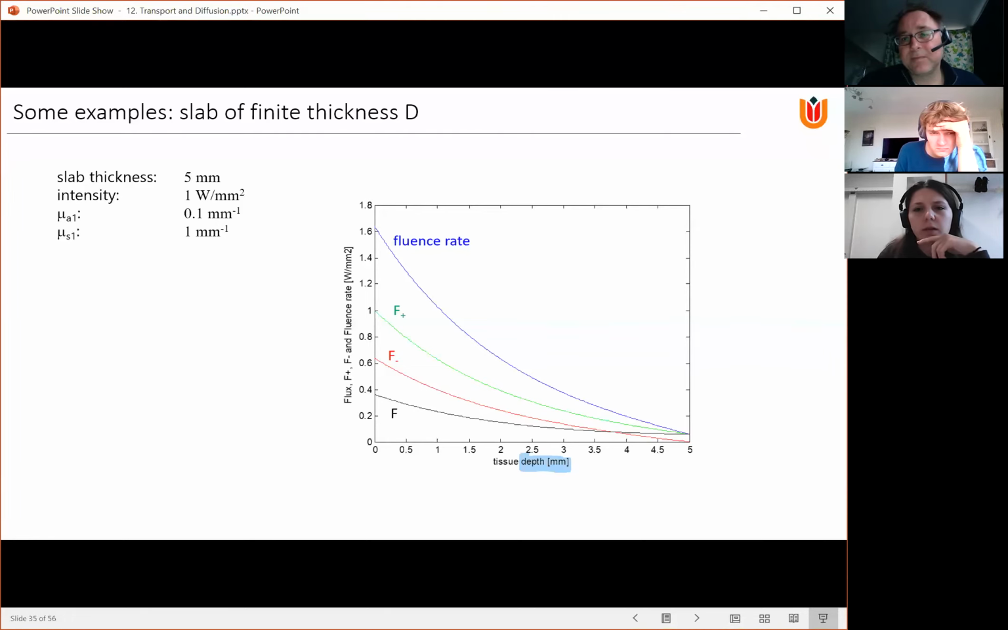So at 0.1 millimeters into the tissue, what would be about the fluence rate there? Something like 1.6, I think. Yeah, something like that. Okay. So 1.6 watts per square millimeter is more than the 1 watt per square millimeter that you put in.